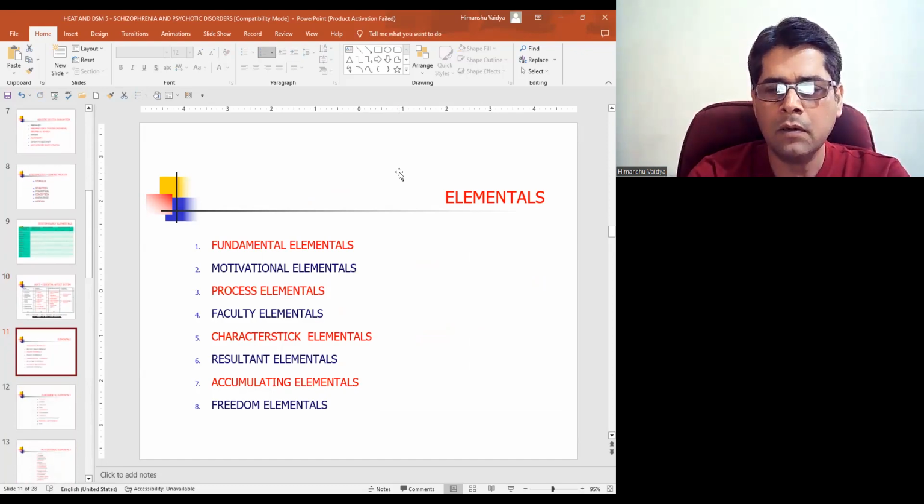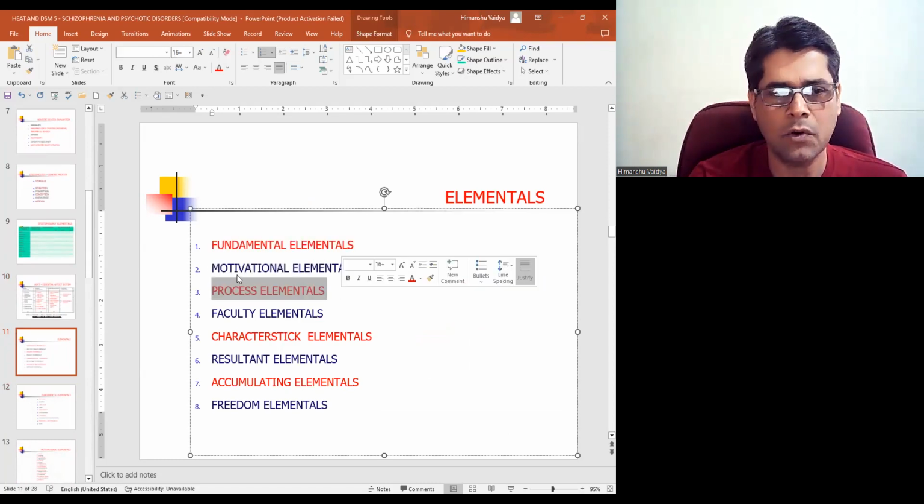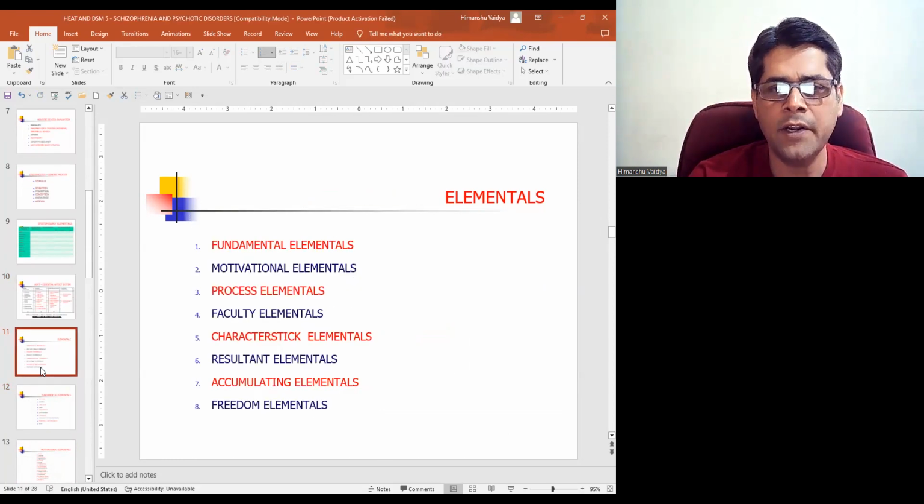Then we get into the deepest part of the analysis, the elementals. Just to recollect, there is a separate lecture on elementals in heat, and in that all elementals are divided into 8 categories, and they are further listed out one by one. So first we'll list out fundamental elementals, motivational elementals, process elementals, and so on. I'll not go into details of it. You can see that discussion on YouTube.